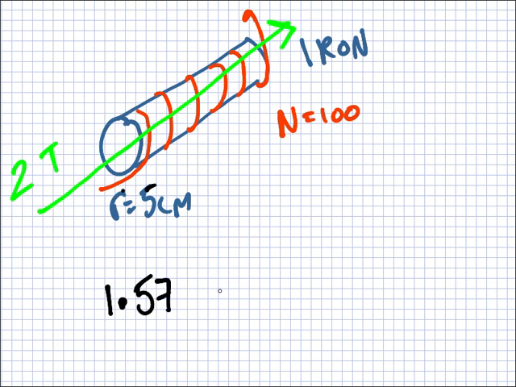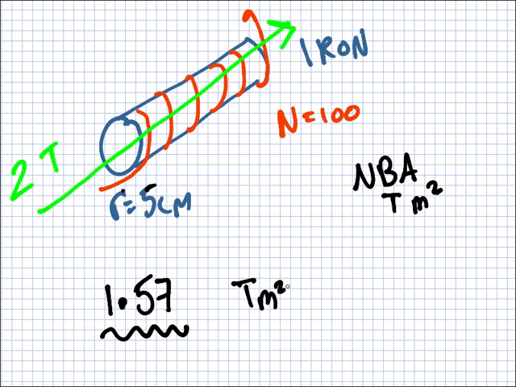Now what's the unit? In the exam, you have to give the answer like this. What's the B? Tesla. And the A? Meter squared. So you could say it's Tesla meter squared. But also, remember this is the same as this. So you could also say Weber.